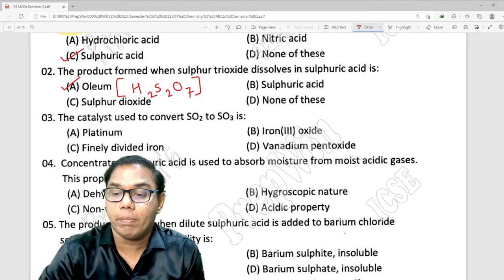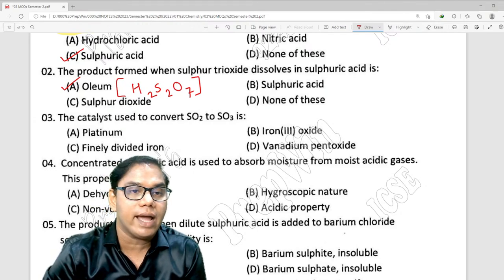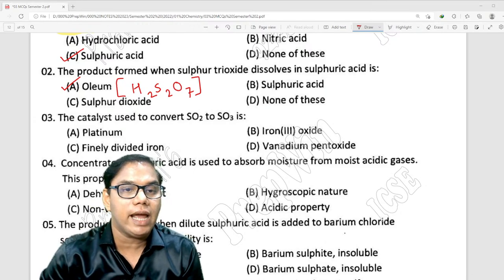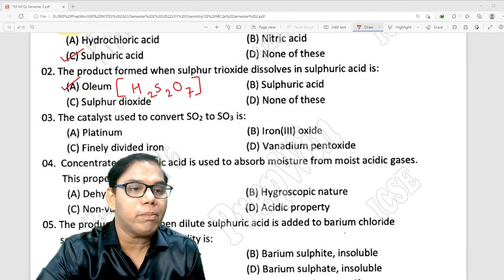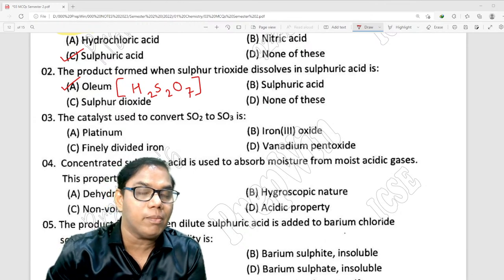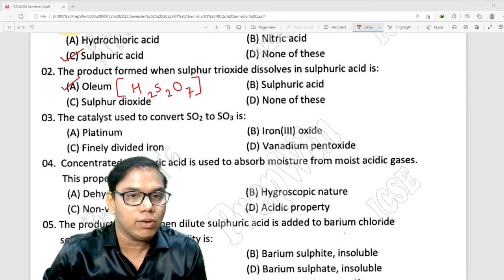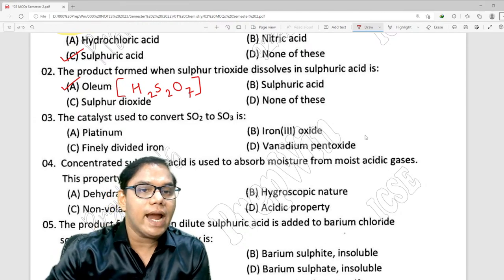Read this formula before going, it will probably come in the exam. I have put this question in my midnight prediction section. This video is coming up almost after 3 hours.